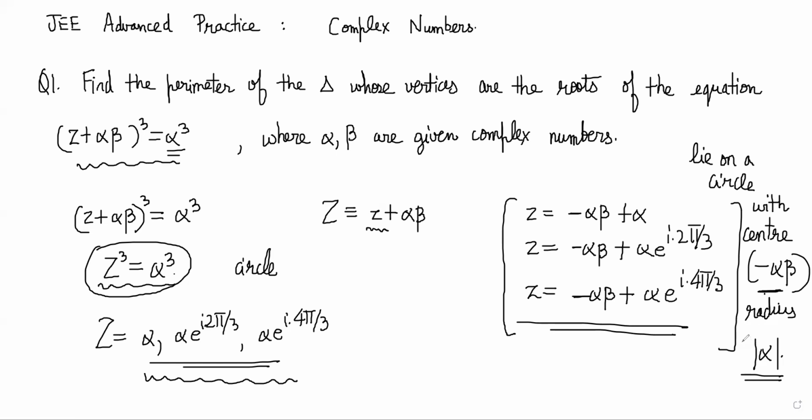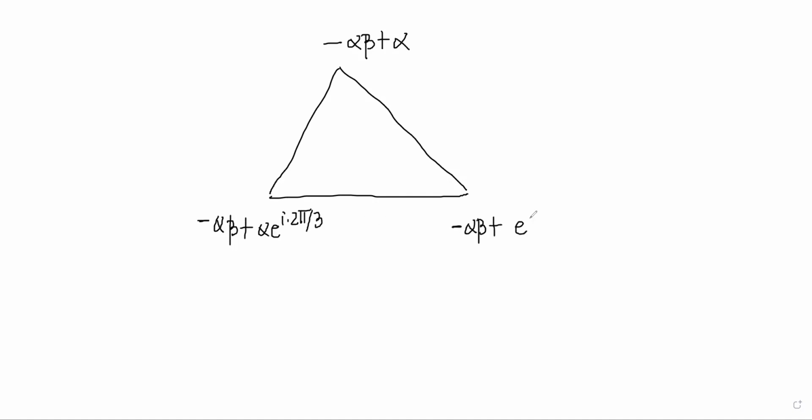So it is very easy to find the perimeter of an equilateral triangle. All you have to do is to understand what kind of a situation this is. We have this equilateral triangle with vertices -αβ + α, this is -αβ + α e^(i2π/3), and this is -αβ + α e^(i4π/3). You can verify very easily that the side lengths of this triangle are all equal. You should check that out yourself. This is an equilateral triangle.